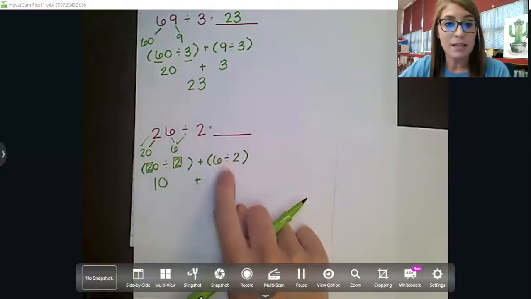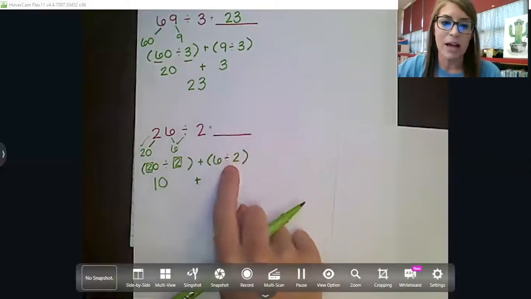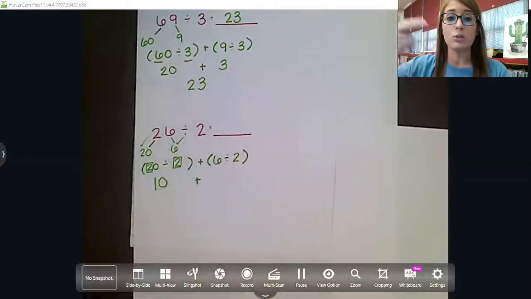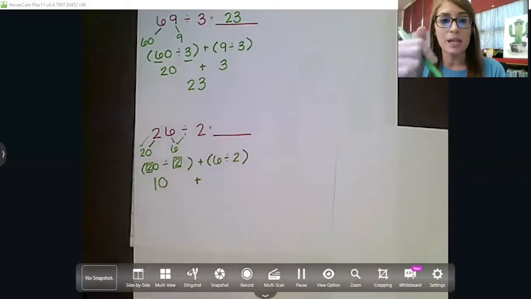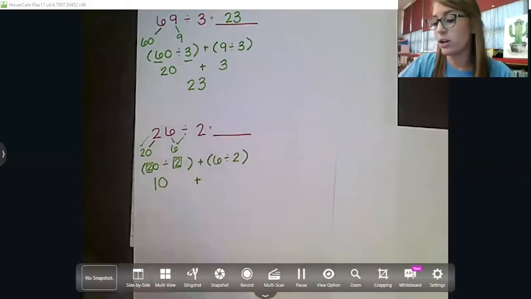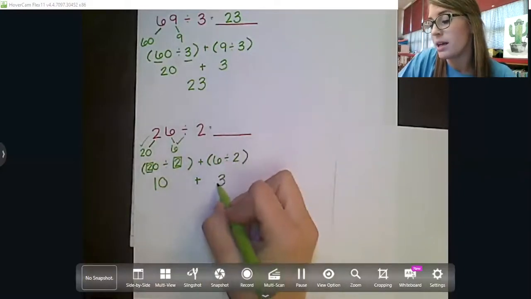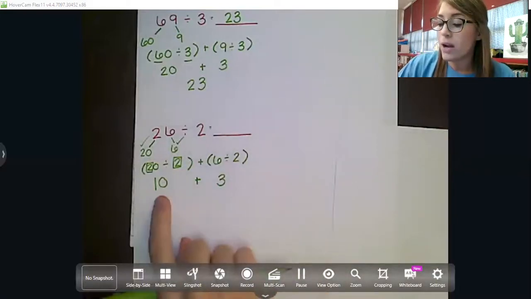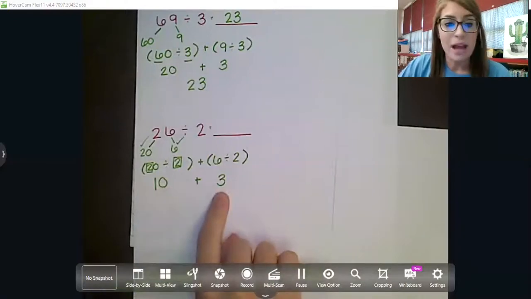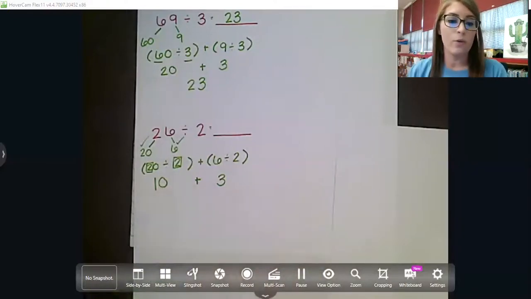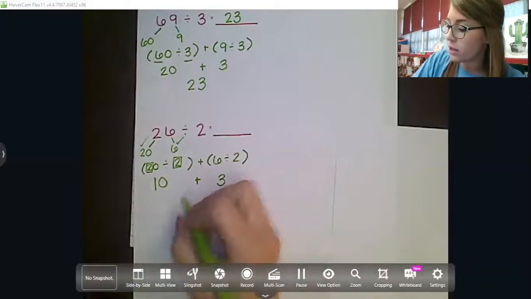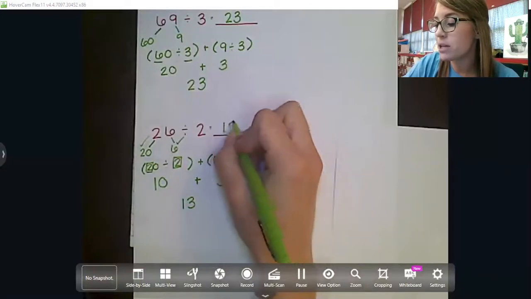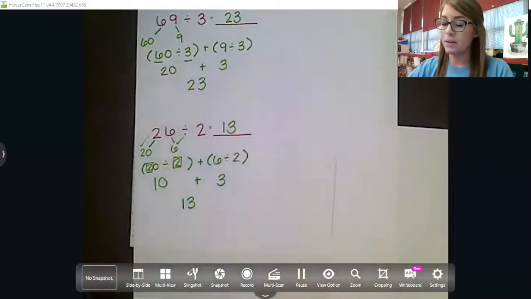And then I'm going to solve 6 divided by 2. And again, how can we think of that to solve that? Yeah, we can turn it around and use multiplication. 2 times what gives me 6? Very good. 2 times 3 gives me 6. All righty. So now I just simply have to add these together. 10 plus 3 gives me what, 4th grade? Very good. 13 is correct. So 26 divided by 2 is 13.